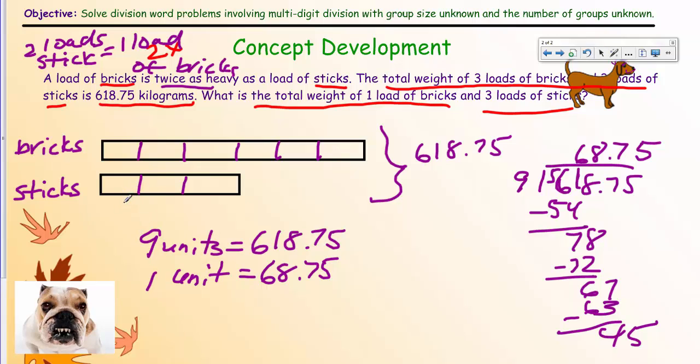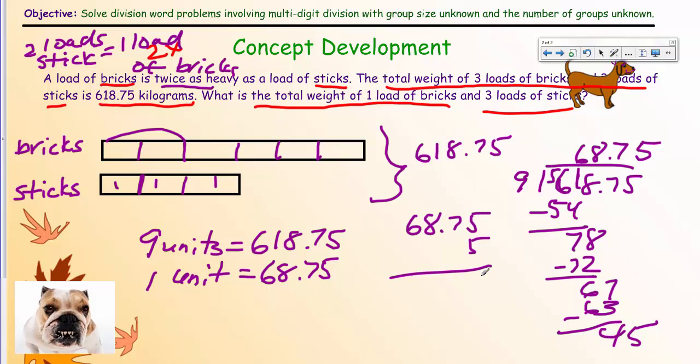Okay, so if you remember what we talked about, for every load of sticks, it's like having 2 loads of bricks, because 1 brick is equal to 2 loads of sticks. So that's how we decided to set it up this way. So basically we're going to have our 3 loads of sticks, which is going to be the unit here, 1, 2, 3. But for 1 load of bricks, remember, that's twice that, so we're going to have 2. So now we have 5 units.